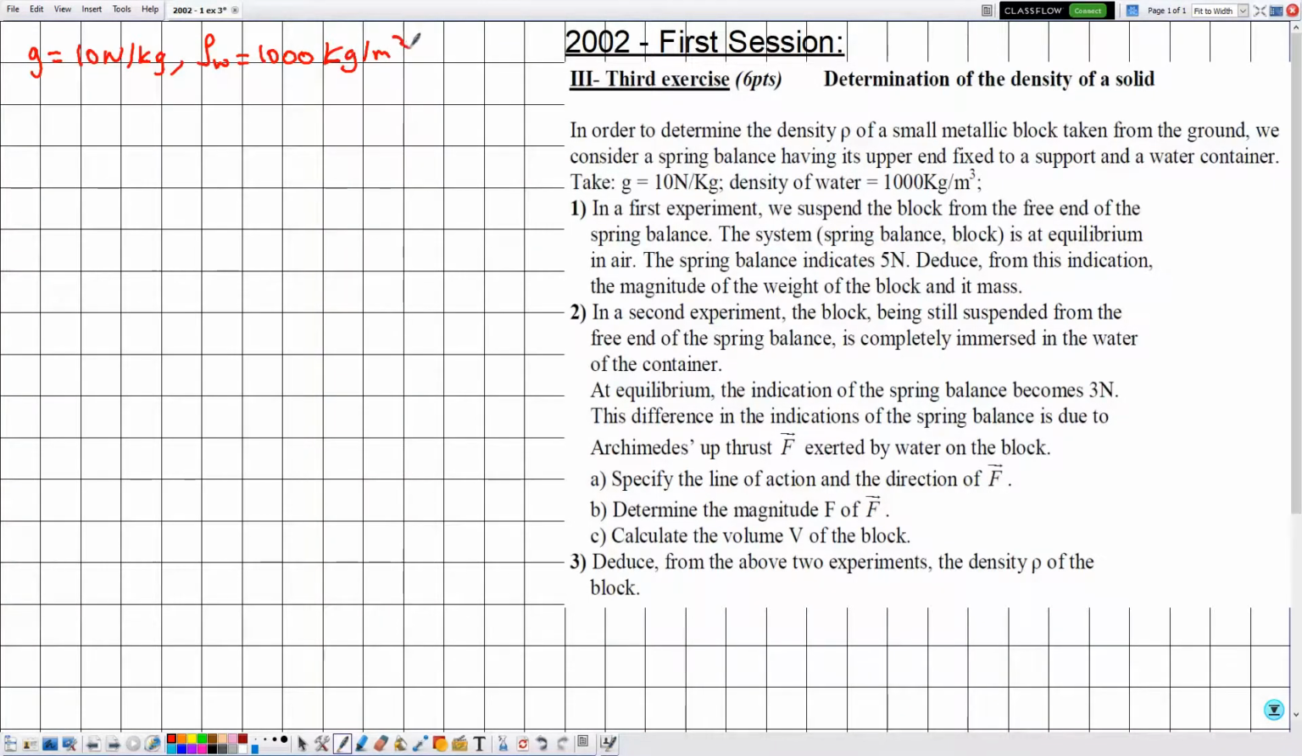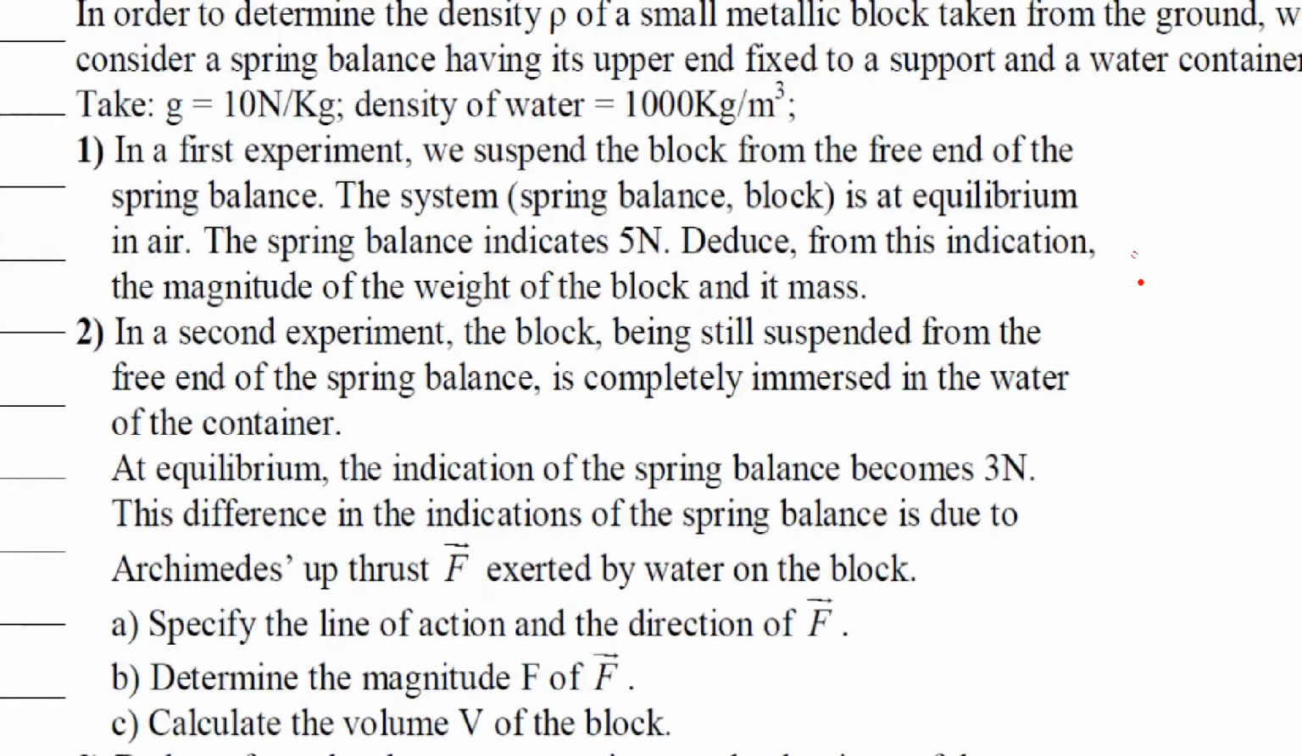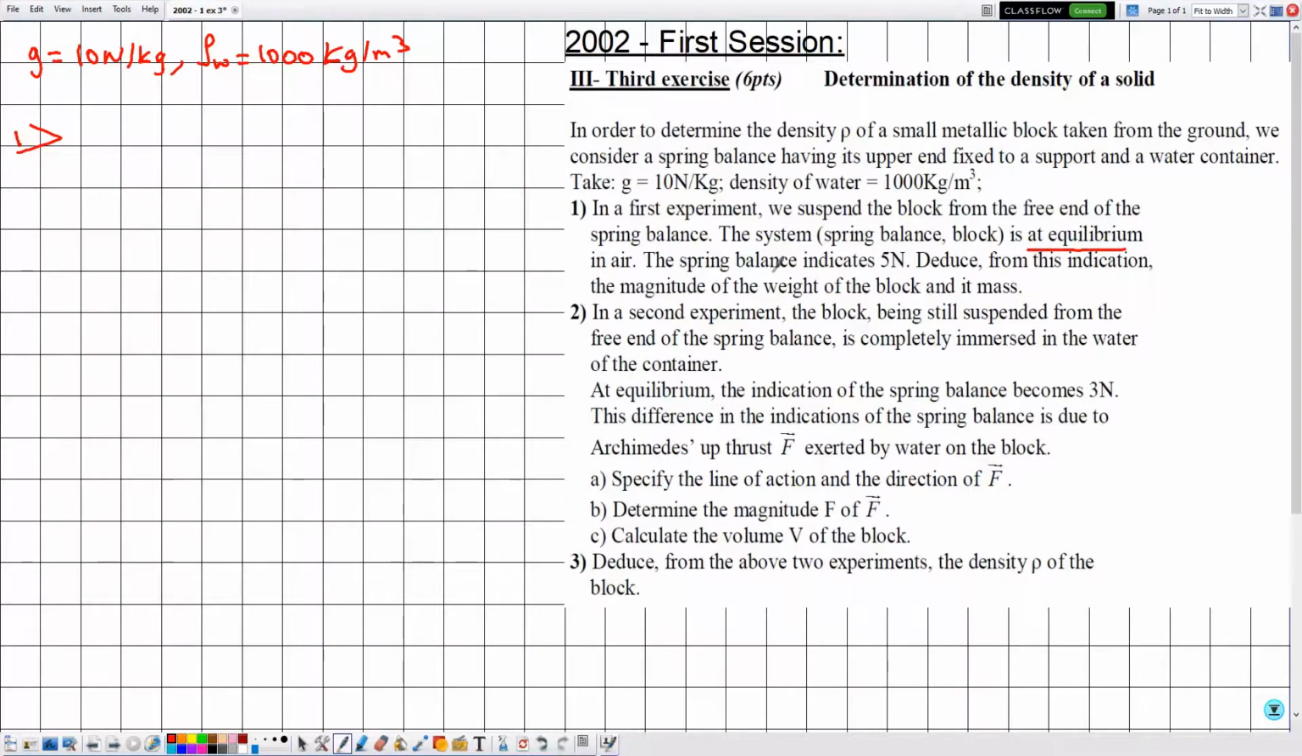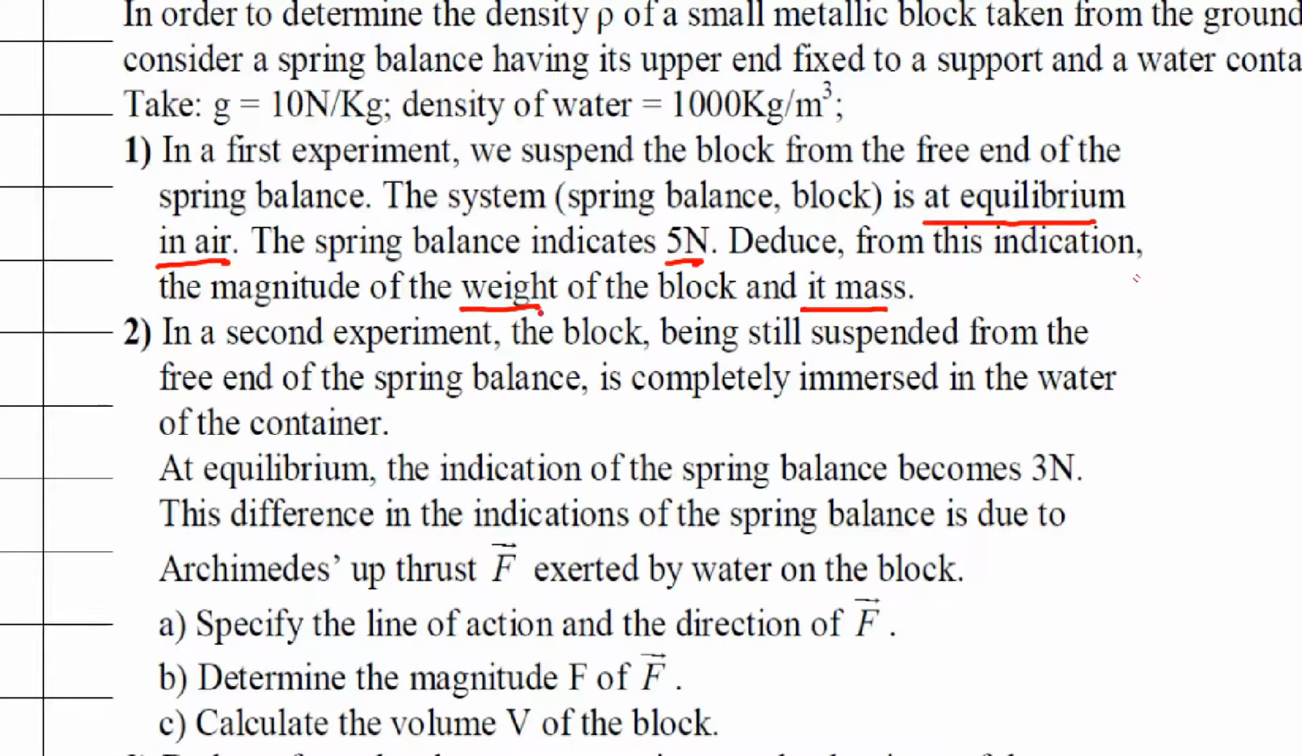Now number 1, in the first experiment we suspend the block from the free end of the spring balance. The system spring balance block is at equilibrium in air, so this is important. The spring balance indicates 5 newtons. Deduce from this indication the magnitude of the weight and its mass. So first, let's start by the first part, which is the magnitude of the weight. So always the spring balance measures the weight.